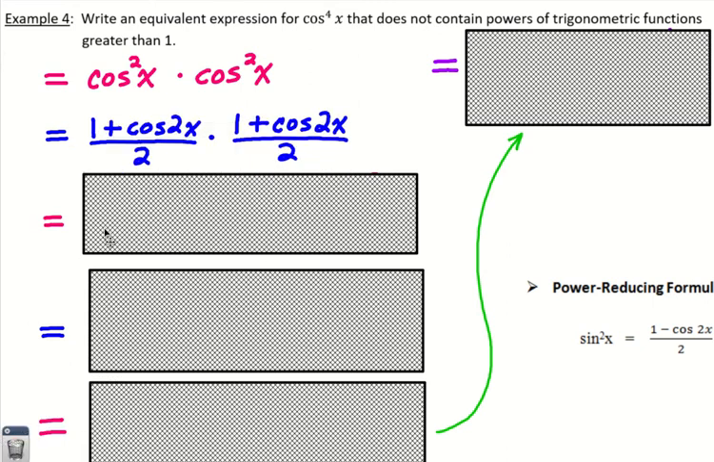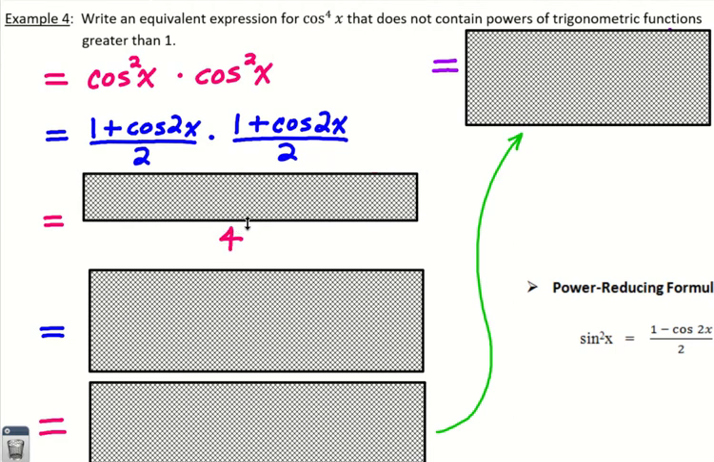And so we do it. 1 plus cosine of 2x all over 2 times 1 plus cosine of 2x all over 2. And we just roll with that. So what do you think we're going to do next? Because we're not done. Because if I multiply what I have here together, fraction times fraction, the bottom is going to be 4. How do I do this numerator times this numerator?